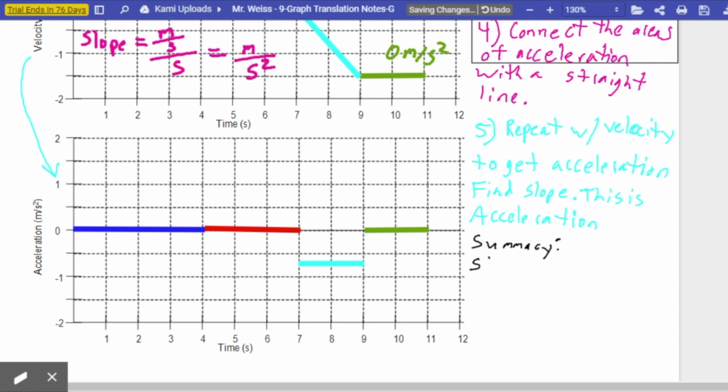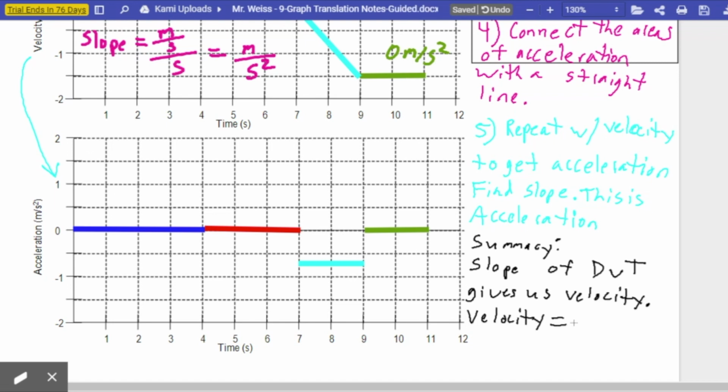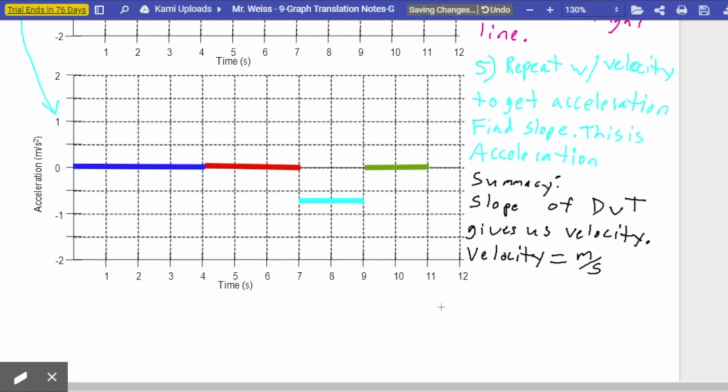First, let's start with the slope of our displacement versus time graph. We said that the slope of our displacement versus time graph gave us the change in distance over the change in time. That's the velocity. We also know that because slope produces the units of meters per second, and those are the units of velocity.